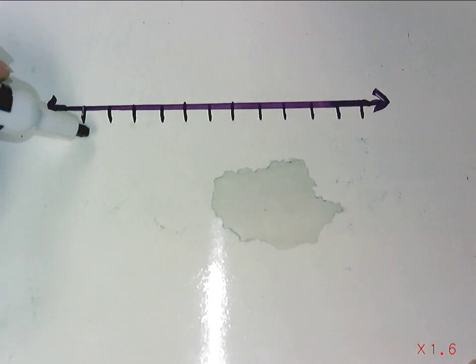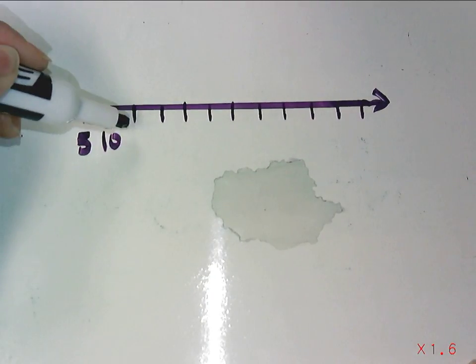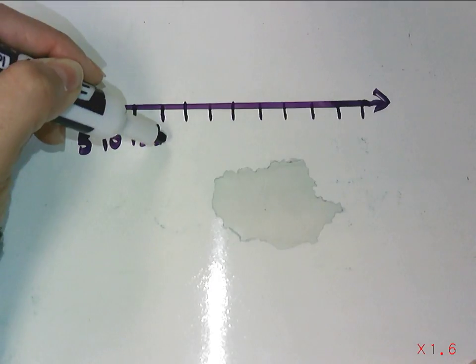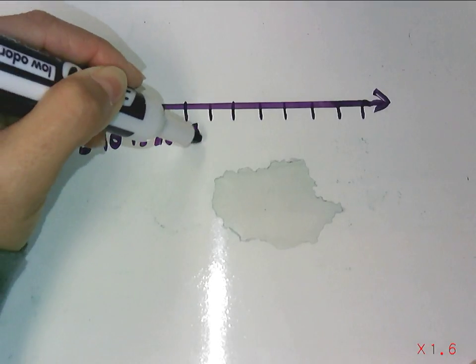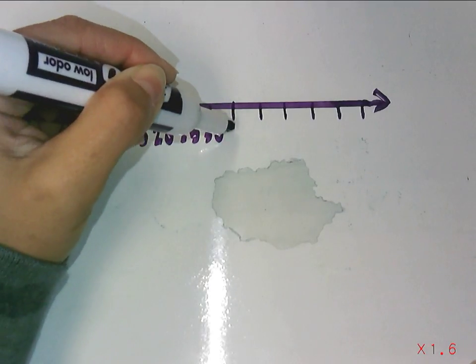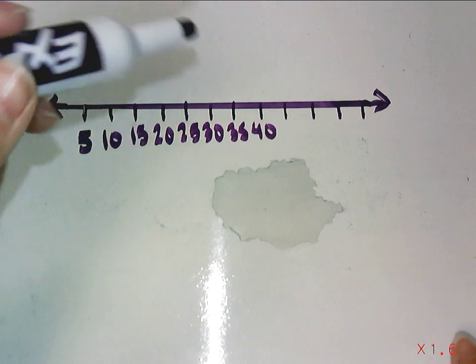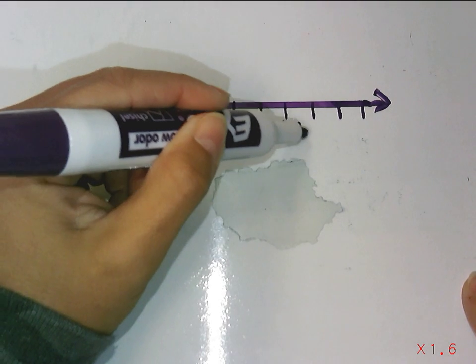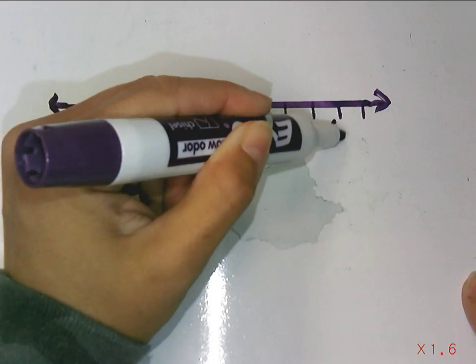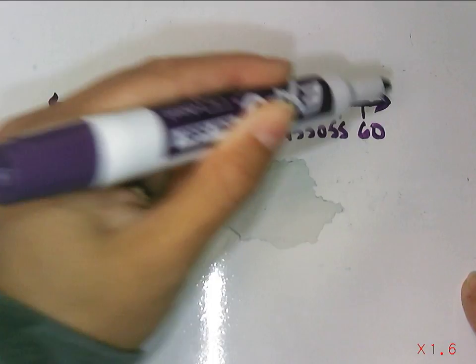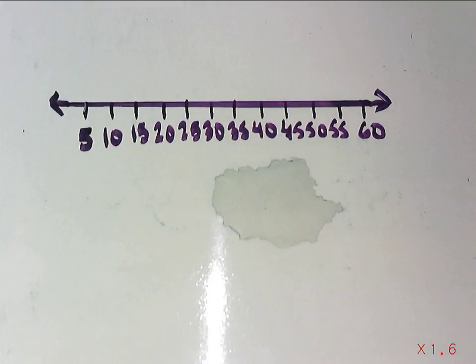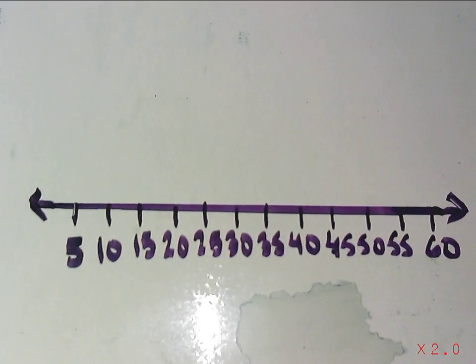Here we have 5, 10, 15, 20, 25, 30, 35, 40. They're quite close together, but that's okay. 45, 50, 55, 60. So now we know that 5 times 12 is 60. I'll zoom a little bit more so you can see that.